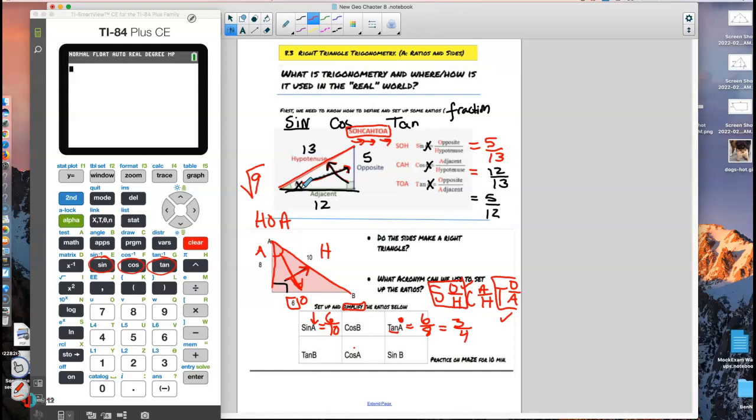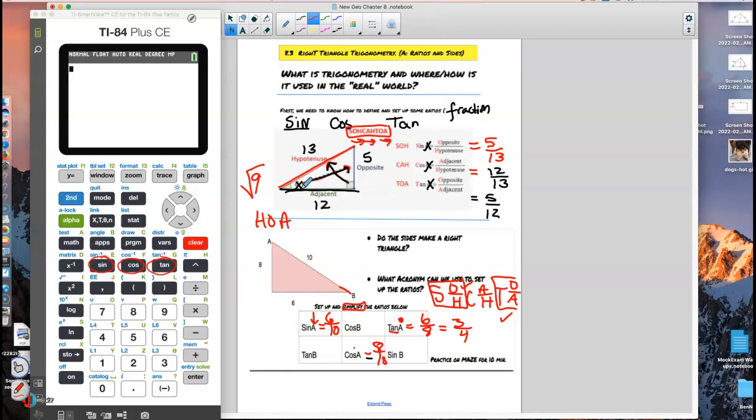So the last one that deals with my eyes looking at angle A is the cosine. And it's CAH, so I need A over H. So I need 8 over 10, and again, I'd simplify it.